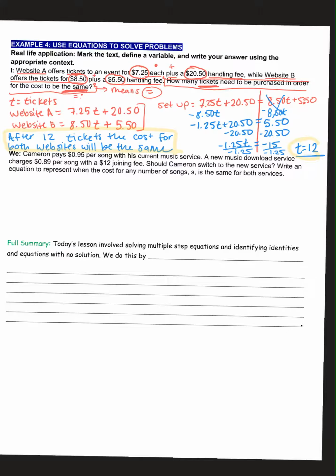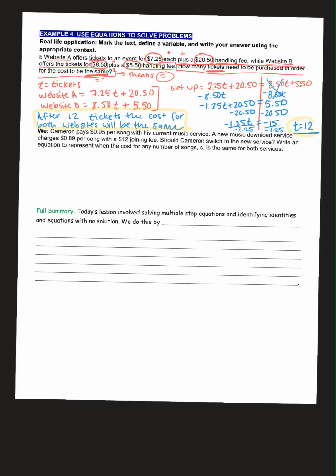All right, let's mark that text. So I see Cameron pays 95 cents per song with his current music service. That's sentence 1. The new music download service, sentence 2 ends at fee, and then sentence 3 ends at service, and then sentence 4 ends with services. All right, sentence 1, numbers. I see 95 cents. A new music download service charges 89 cents in sentence 2 and $12 in sentence 2. No numbers in sentence 3. And then write an equation to represent. Okay. No numbers in sentence 4 either.